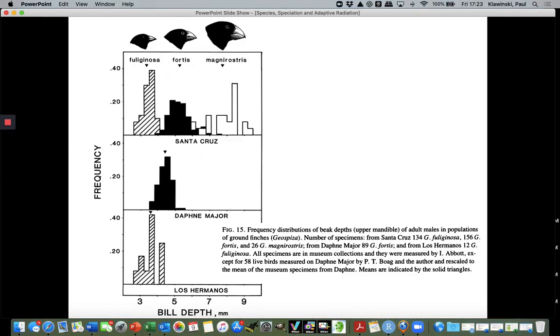character displacement. These three species that all are closely related to one another also constitute species that, when in the absence of the other species, they tend to move out of the morphological space that they're in when they're found together on an island. Fortis has smaller beaks on islands where they're by themselves. Fuliginosa has larger beaks when they're on islands by themselves relative to when they are together with another species.